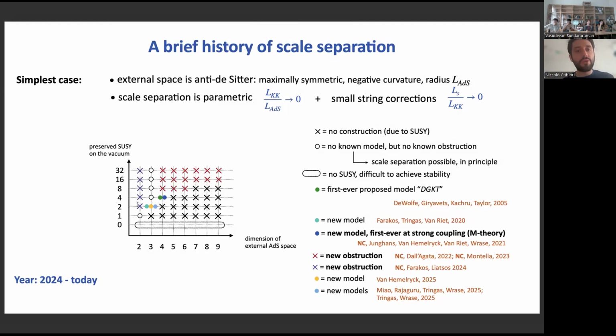We think we found a possible argument to exclude scale separation in all supersymmetric anti-de Sitter vacua with at least 2 supercharges in 2 dimensions. And also new models recently were found again in 3 dimensions. So 3 dimensions is actually a very rich setup.